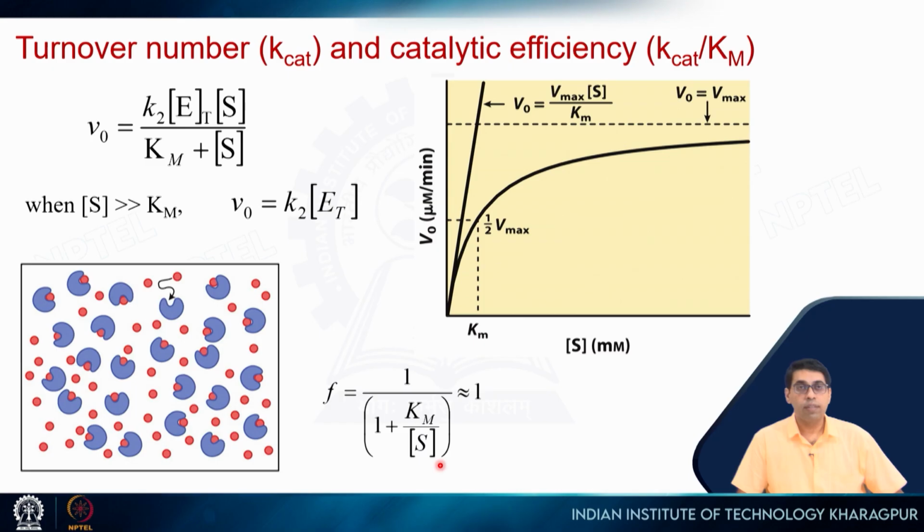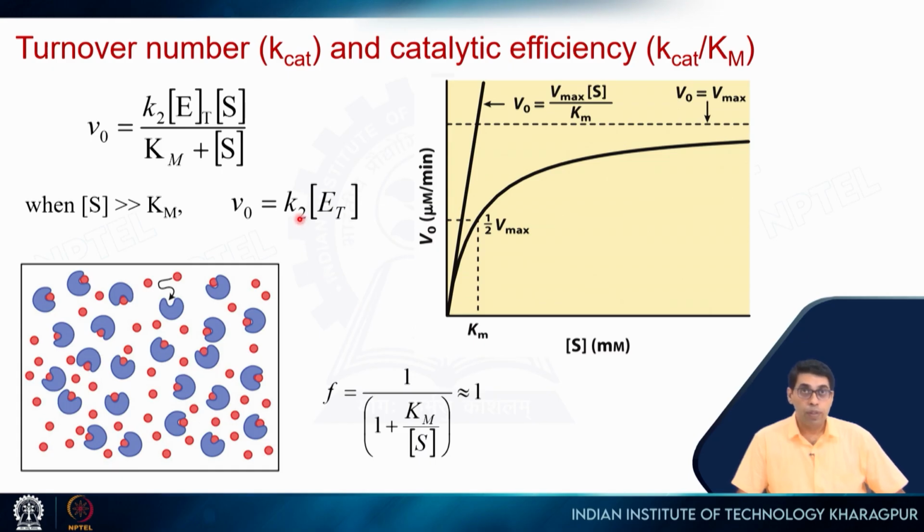And we can see what happens to the occupancy. S is much greater than Km, so we can ignore this. This ratio will be a very small number, so this is essentially 1. So, 1 by 1 is 1. So, the occupancy is 1. It means that all the enzymes are bound to the substrate, right. If all the enzymes are occupied, then under that condition you cannot increase the rate. So, you have reached the maximum rate.